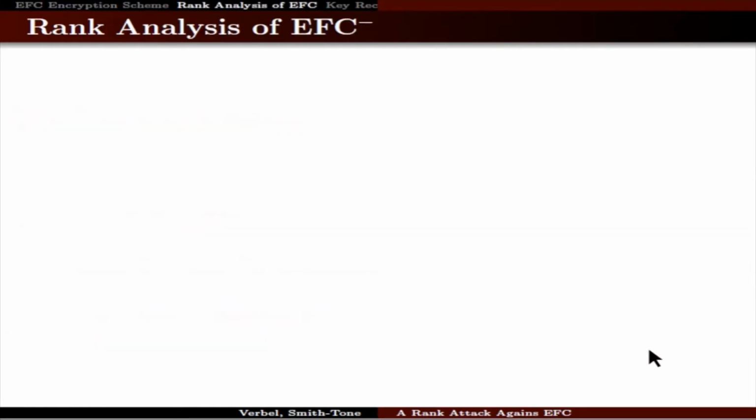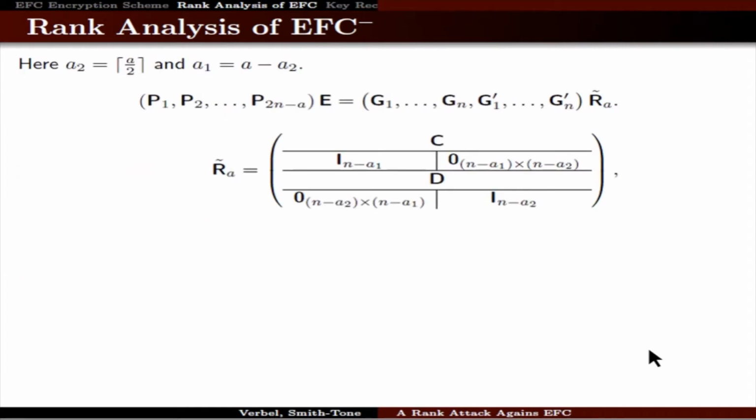Okay. Besides the modifiers, the public key in extension field cancellation still has a rank property. When the minus modifier is applied, and also when it is applied together with the projection modifier, the public key in extension field cancellation satisfies this formula with very high probability, where P1 to P_{2n-1} are the symmetric matrices representing the public key.